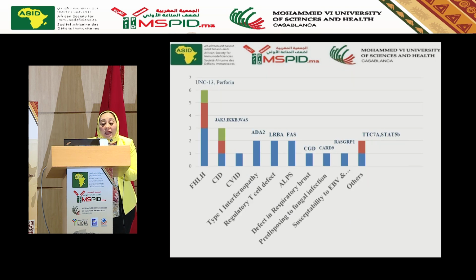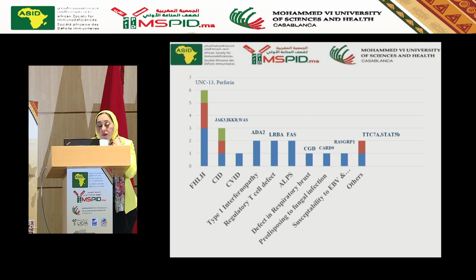As for the genetic sequencing, among the patients for whom we were able to do it, familial HLH had the largest number. We had 6 patients who had HLH. They were either perforin or UNC13. Most of them had an UNC13 mutation, and for 1 patient, unfortunately, we couldn't do genetics.